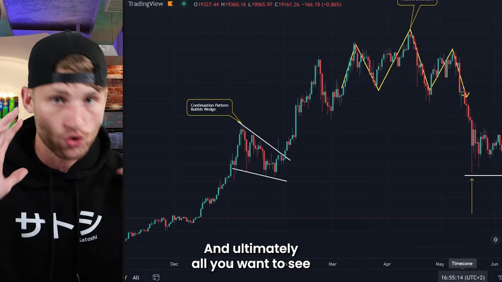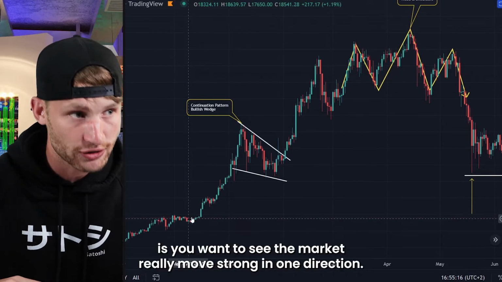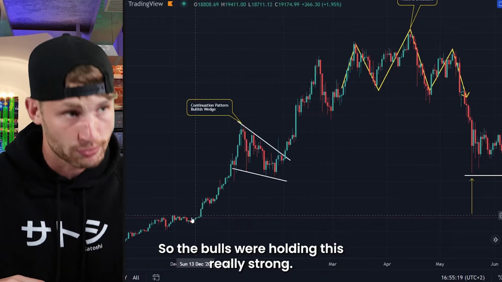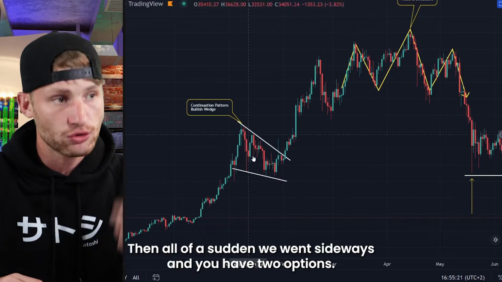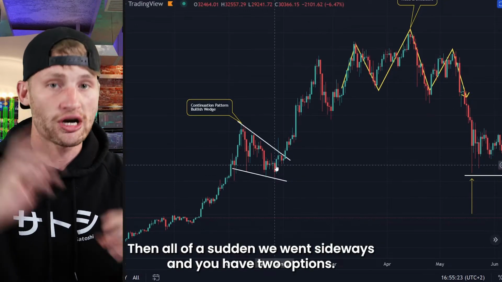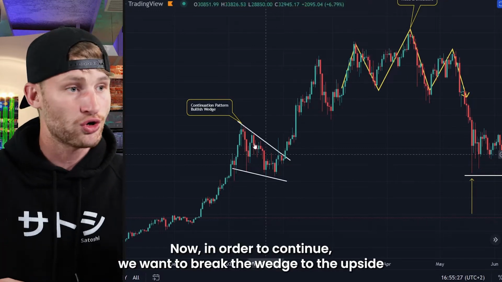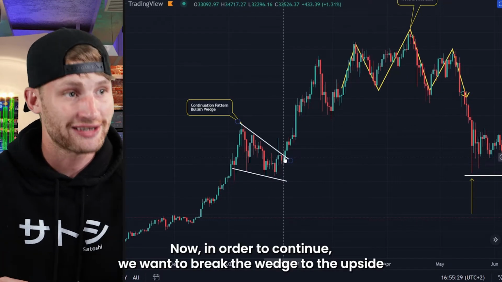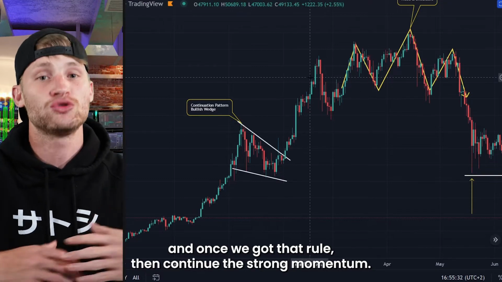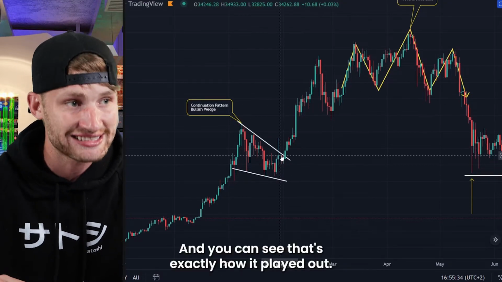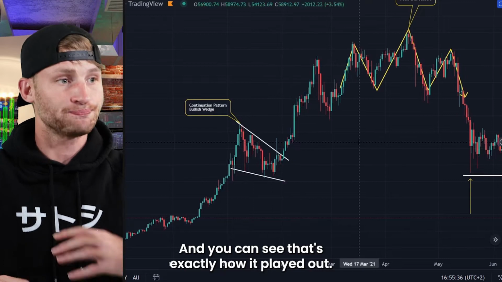And ultimately, all you want to see is you want to see the market really move strong in one direction. So the bulls were holding this really strong. Then all of a sudden we went sideways and you have two options. Either we reverse or we continue. Now, in order to continue, we want to break the wedge to the upside. And once we got that, we will then continue the strong momentum. And you can see that's exactly how it played out.